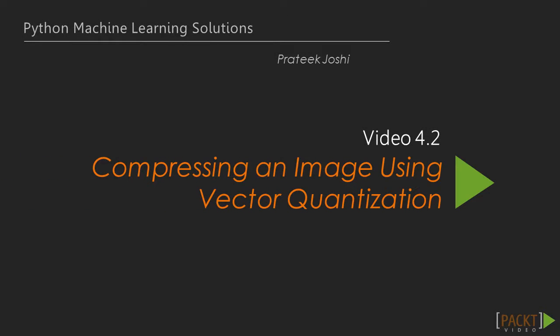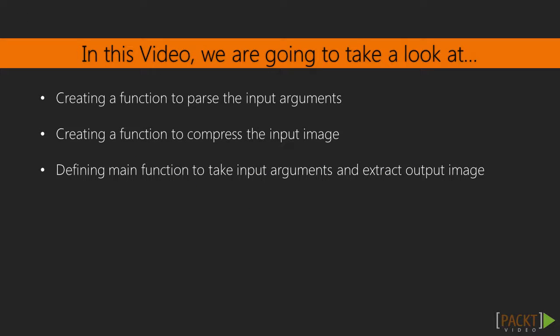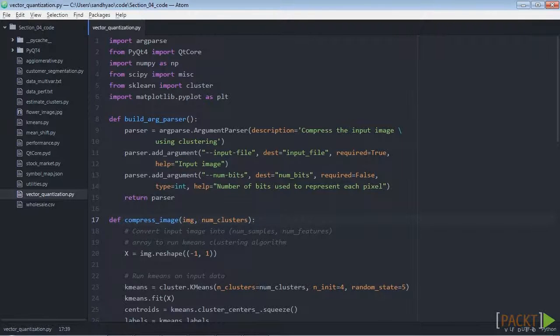In the previous video, we looked at the use of k-means algorithm to cluster our data. In this video, we're going to use vector quantization to compress an image. One of the main applications of k-means clustering is vector quantization. Simply speaking, vector quantization is the n-dimensional version of rounding off.